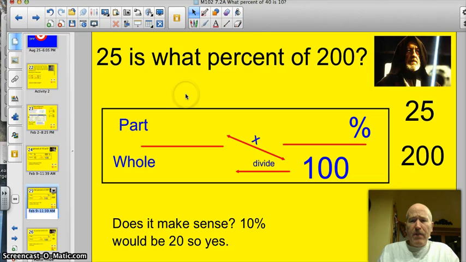25 is what percent of 200? What on earth do I do to solve this problem? Luke, use the box. Okay, thanks, Ben. Ben says use the box.